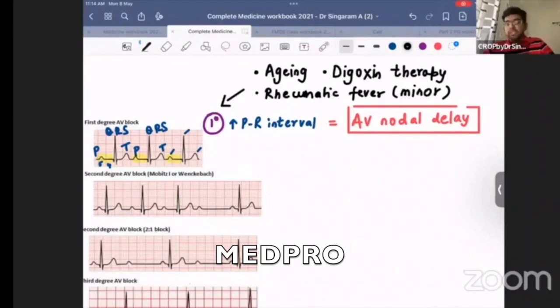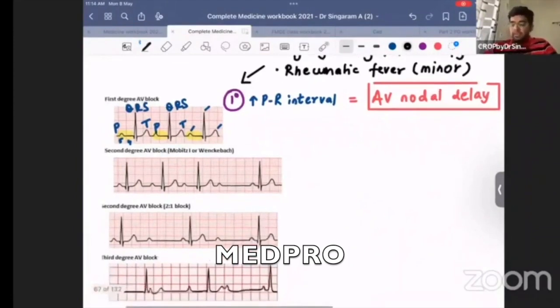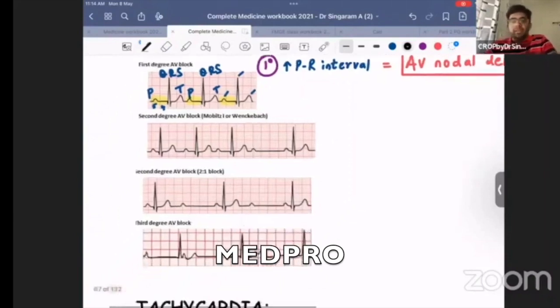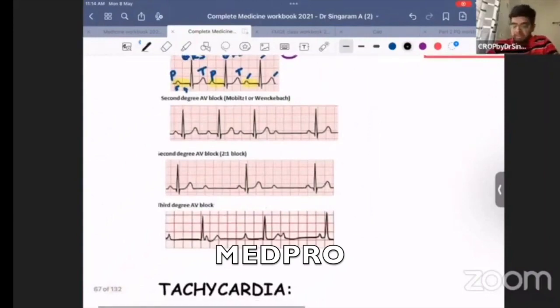So this is the first degree heart block which is characterized by increased PR interval. Then we move on to the second degree heart block. In second degree heart block, please remember there are two types. Both these are second degree heart blocks. We call them Mobitz types.